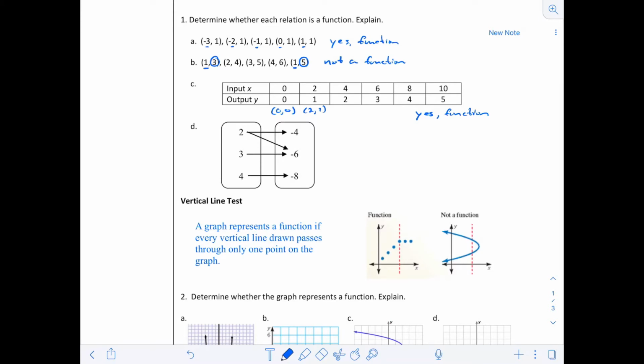And then finally in D, again, we have an issue here because we've got this input. These are the inputs in the first box, and these are the outputs in the second box. And I notice that I've got an input 2 that goes to 2 different numbers. It goes to -4 and it goes to -6. In other words, if I think of this as an ordered pair, I would have (2, -4) and I would have (2, -6). I have one input that's going to 2 different outputs. That doesn't work for a function, so no, not a function.